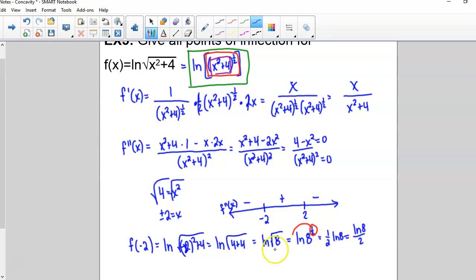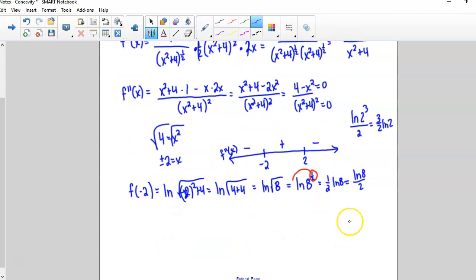Now, for a response, just leave it natural log square root of 8. You don't have to do anything to it, but I'm afraid on multiple choice they may do something like that. On multiple choice, they might be really cruel and say natural log of 8 is natural log of 2 to the 3rd, and then pull that out front and give you 3/2 natural log of 2. That's if they're really, really mean. But maybe they won't do that. But this is the y-coordinate.